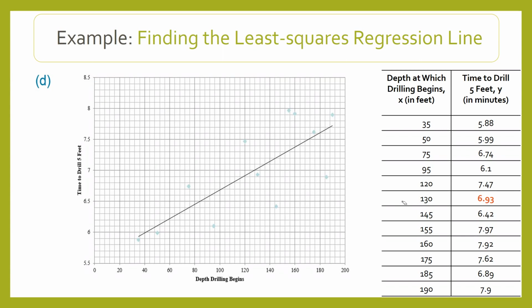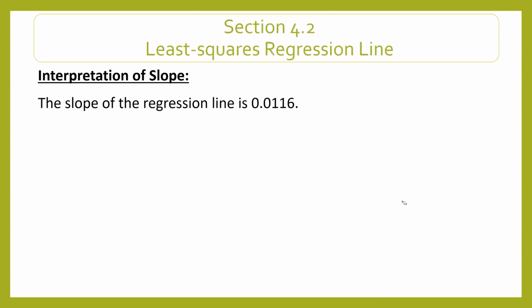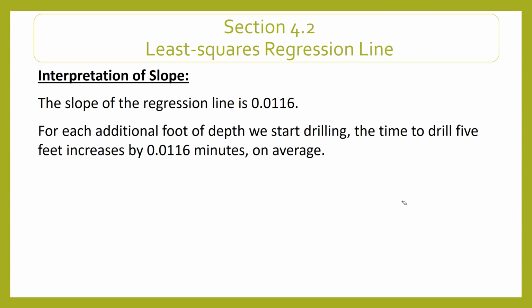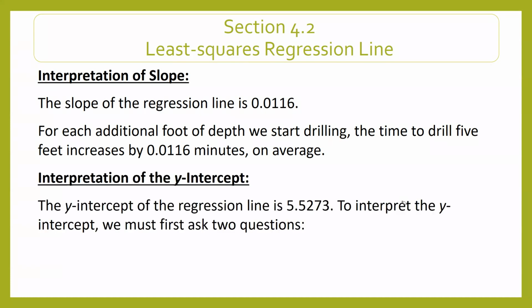Now let's interpret the slope and the y-intercept. All right, so the slope of the regression line is 0.0116. So what is this interpretation? For each additional foot of depth we start drilling, the time to drill 5 feet increases by 0.0116 minutes on average. That's what happened. Now, if we had gotten the slope to be negative, then that means the time to drill 5 feet decreases, okay? That would be the difference.